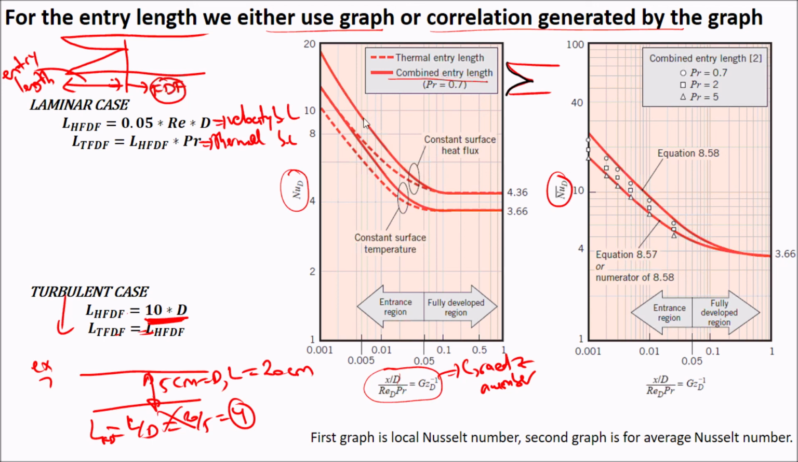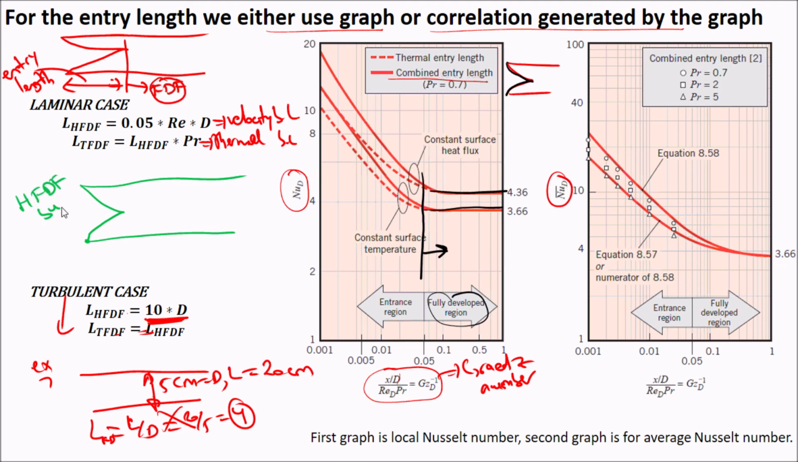This is the solid line. You can see the solid line here, and up to that part it is the entry length, and from that point on you have the fully developed region where you have constant values. And thermal entry length means that I have a pipe, and the velocity boundary layer is not developing, it is fully developed, but the thermal boundary layer is growing. So it is hydrodynamically fully developed flow, but thermal entry length. We are using these dashed lines for the thermal entry length.